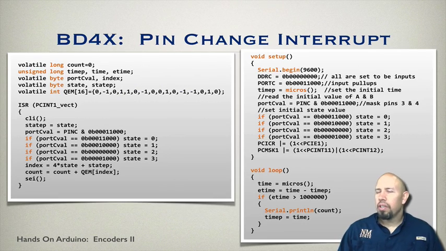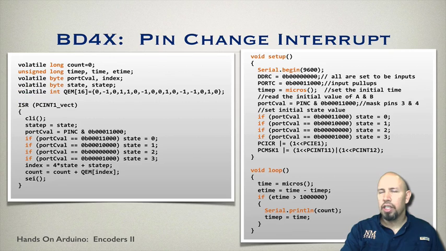So here is the code that we will be using. Again, we're going to use a long count. Notice it's not an unsigned long. We actually want a signed value because we want to be able to go positive or negative. Again, we're going to define our time variable. I'm going to define port C val, which is what I'm going to use to read port C, and I'm going to use an index to work with the array. Notice that the array and the index, we want these to be volatile because we want them to be used within the interrupt service routine.